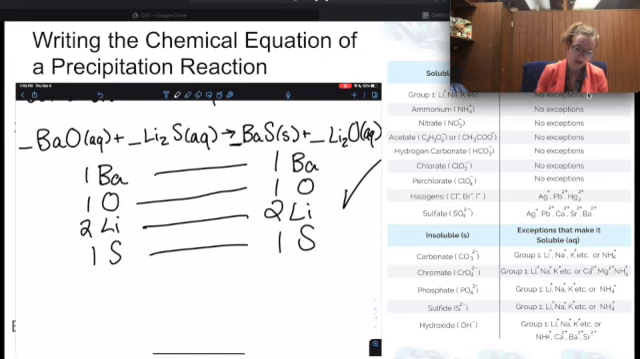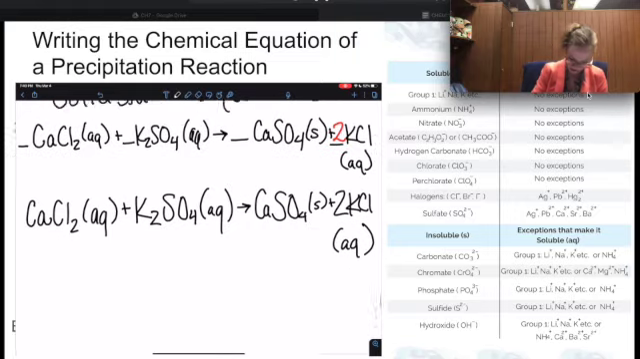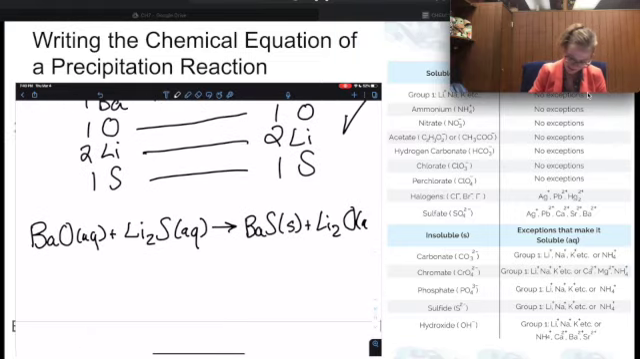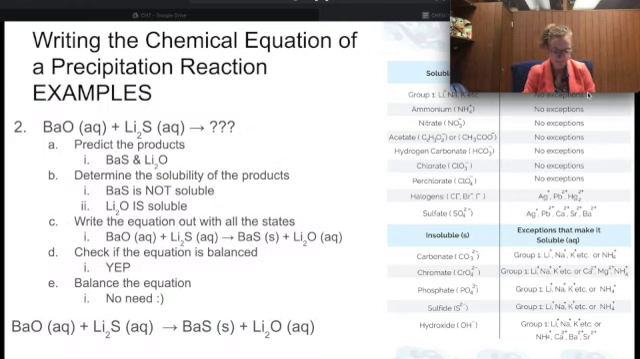We can just go ahead and write down our final equation as barium oxide in the aqueous state reacts with lithium sulfide in the aqueous state to make barium sulfide in the solid state with lithium oxide in the aqueous state. So this is our final chemical reaction for this instance.